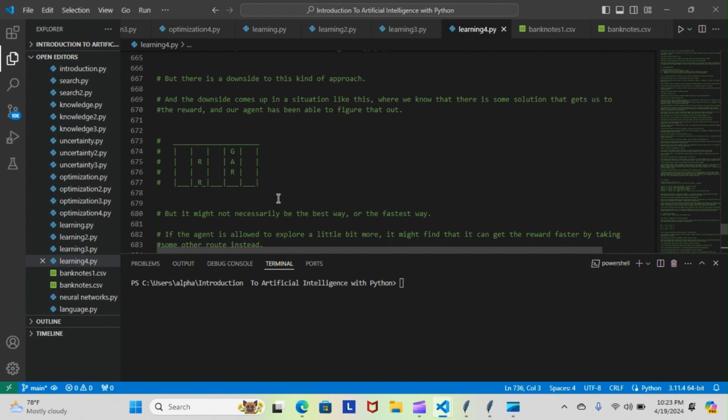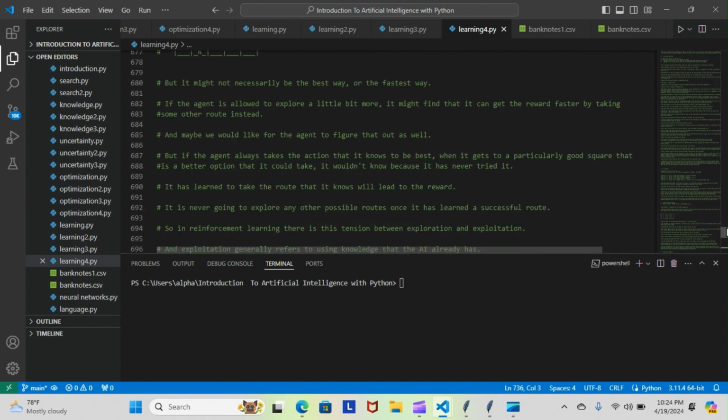If the agent is allowed to explore a little bit more, it might find that it can get the reward faster by taking some other route instead. And maybe we would like for the agent to figure that out as well. But if the agent always takes the action that it knows to be the best, when it gets to a particularly good square that is a better option that it could take, it wouldn't know because it has never tried it. It has learned to take the route that it knows will lead to the reward. It is never going to explore any other possible routes once it has learned the successful route.